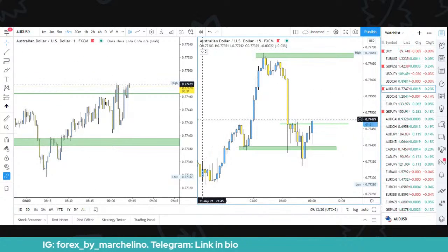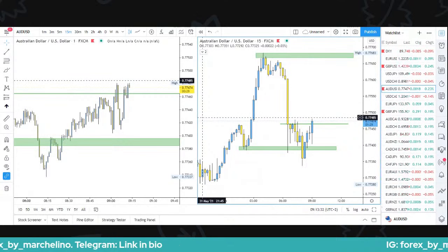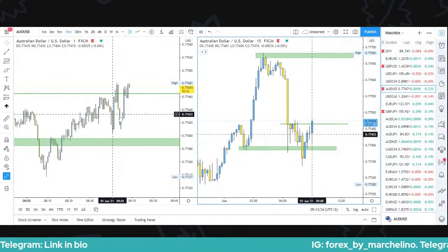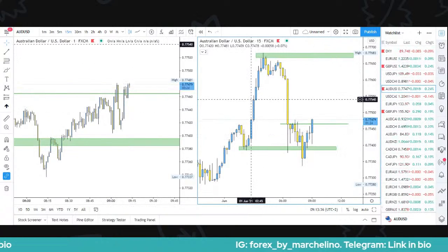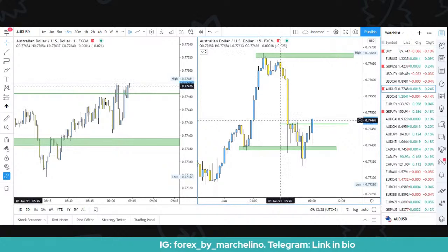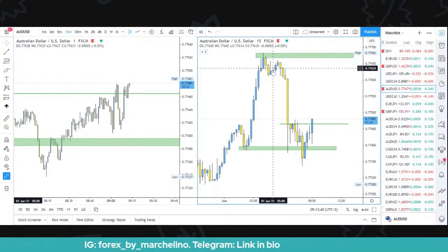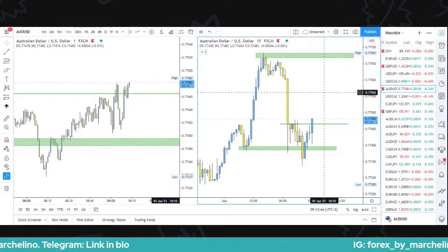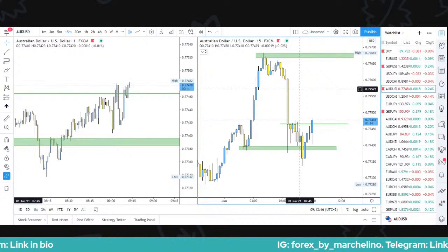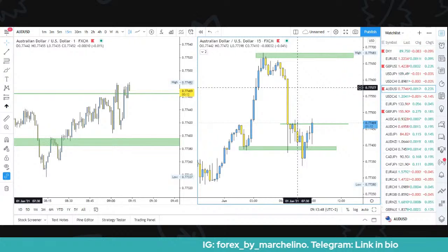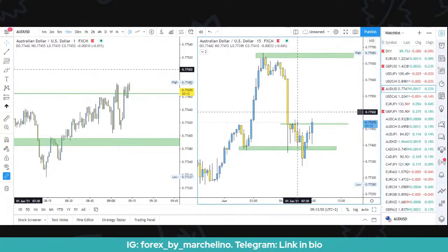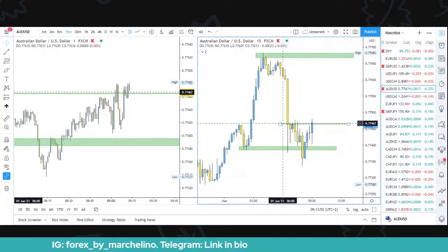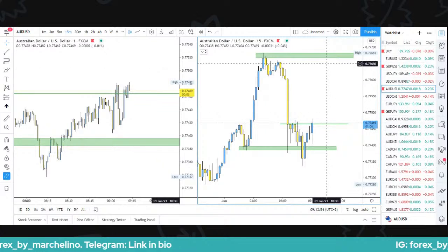Let's see if we can find something on AUD USD. Hopefully we can find something, man, just to take it up, even if it's here. I think we can catch like a 1 to 2, 1 to 3. We should then be good. So let's get a closure above this level. After that closure above that level, we can take it up.